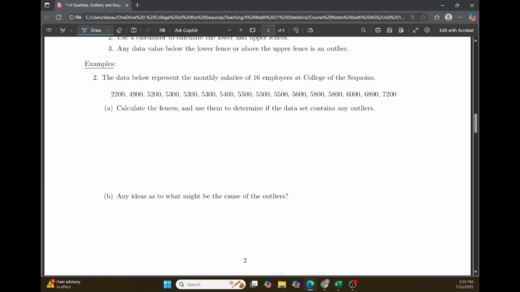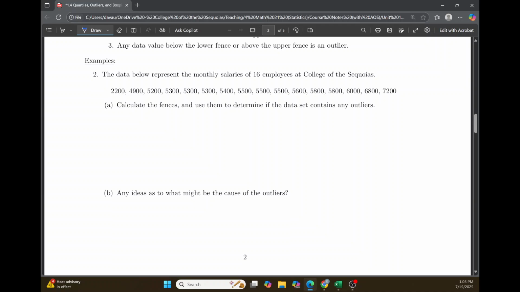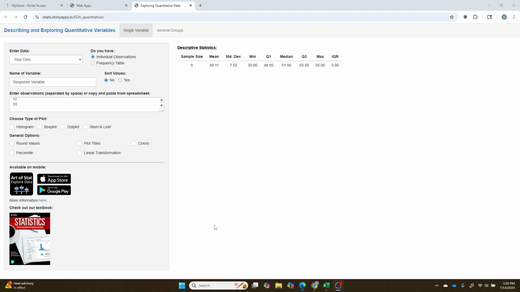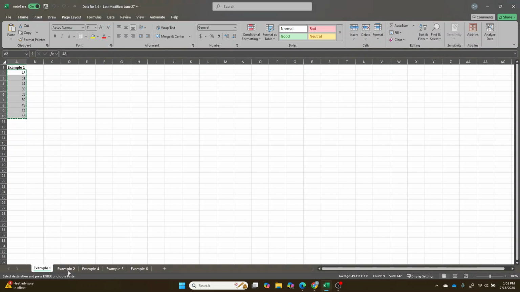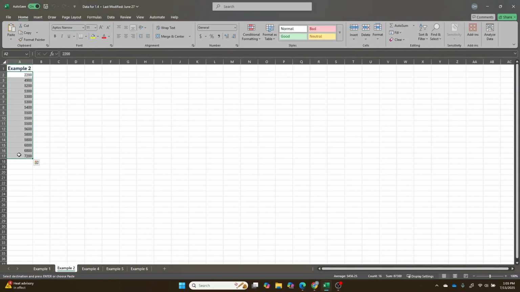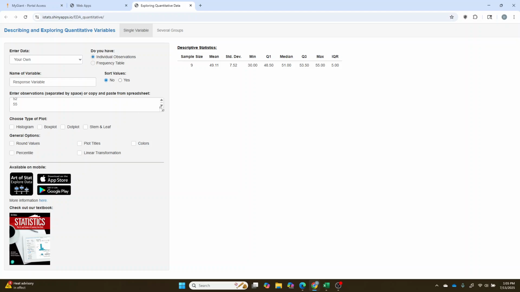So number 2 here says, the data below represent the monthly salaries of 16 employees at College of the Sequoias. Calculate the fences and use them to determine if the data set contains any outliers. Okay, well, you're welcome to pause the video and give that a try. I'm going to go ahead and walk you through my solution. So first of all, I'm going to head over to ArtofStat. Actually, I need to grab the data real quick. So let me select the data, copy, and then I can paste that into ArtofStat here.